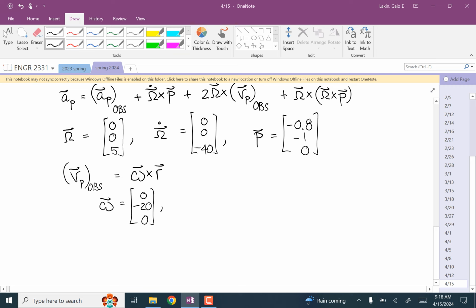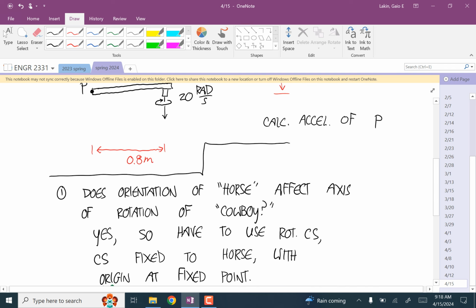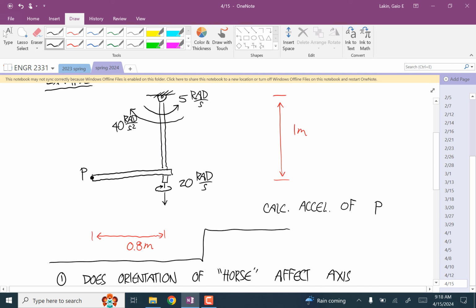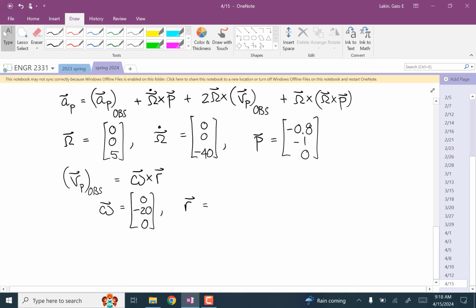And R, I can't stress this enough, R and P are not the same thing. They can be sometimes, but in general, they're not the same thing. So remember that R is the vector that goes from the center of the circular motion to the point you care about. Okay, so what's R? If we're assuming that the vertical piece is fixed for now, just -1.8. Yeah, in the x direction, exactly.